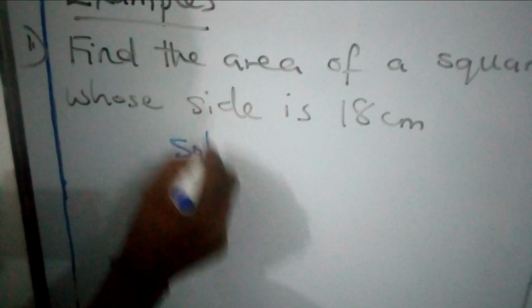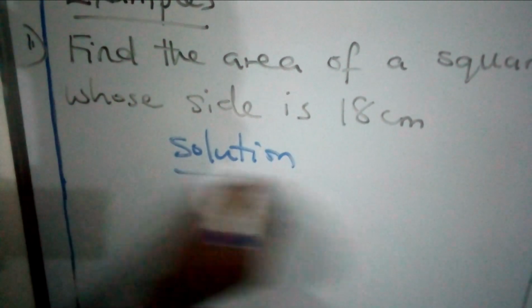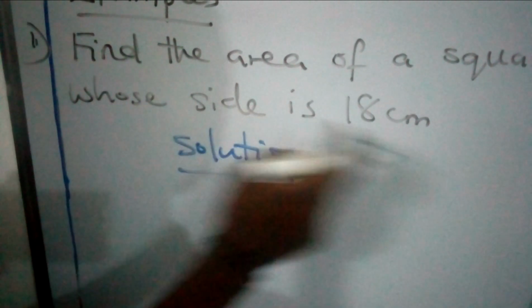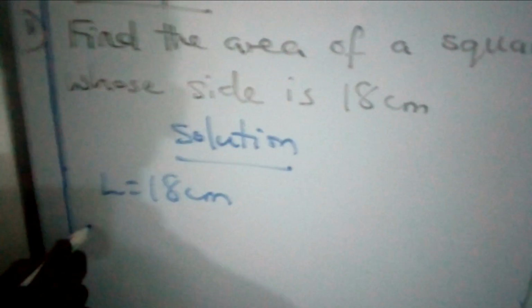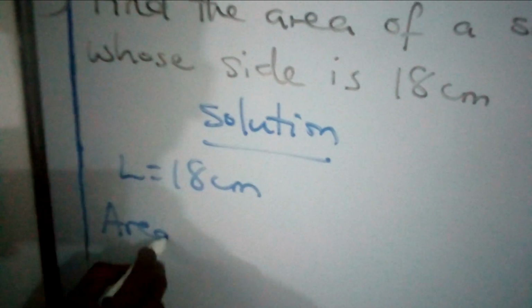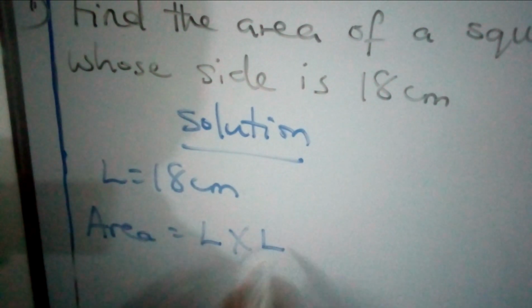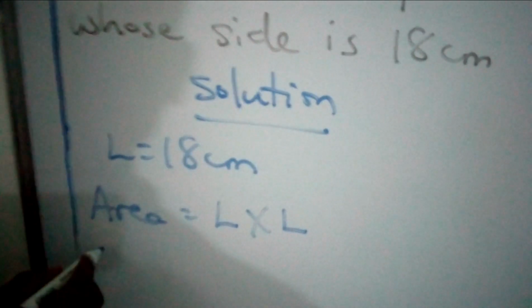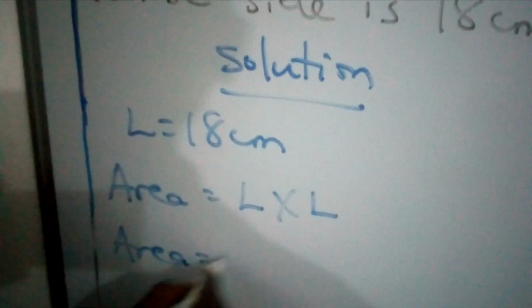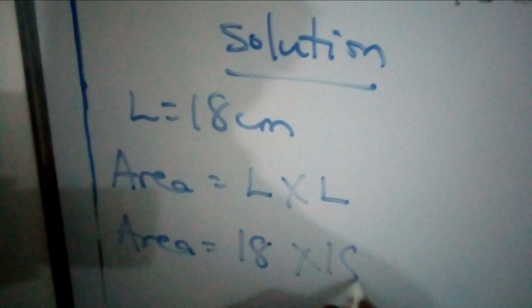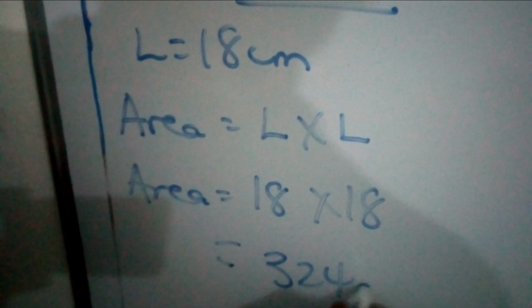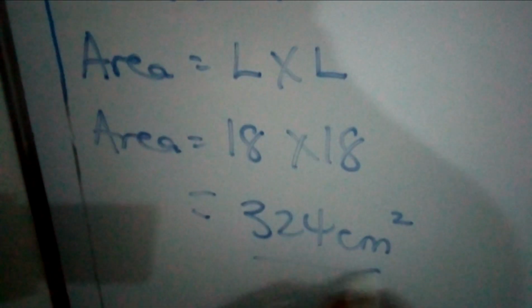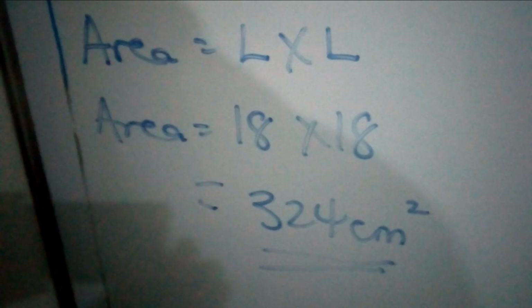So solution. What you simply do is you write out the given dimension. Length is 18 centimeters. And we have to find the area of a square, which is what? According to the table, area of a square is what? Length times length. And we have our length given. So therefore, what do you have as area? Area becomes what? 18 times 18. The final answer is what? 324 centimeters squared. That gives you the area of this particular square.